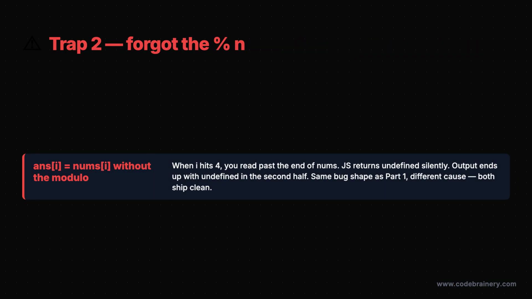Trap 2. Forgetting the remainder. If you write output at counter equals input at counter, without the modulo, you index past the end of the input on the second half. JavaScript returns undefined, silently. The output ends up with undefined values. Same bug shape as Part 1, different cause.